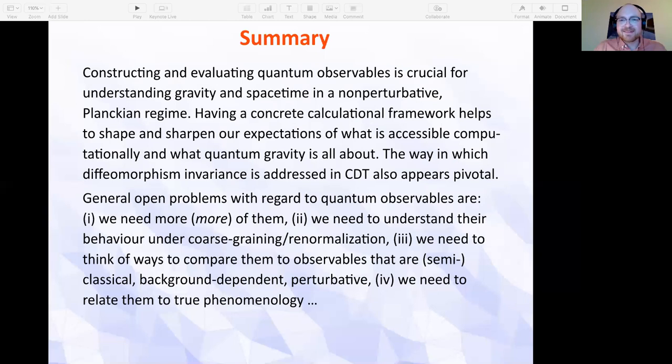Aaron? Yeah, hi Renate, thanks for the talk. Can I just push a bit on the question whether you think that there are lessons that you can tell to other approaches, or whether you can give a recipe to other approaches on how to probe and then eventually compare these quantum observables? Well, of course, a crucial point in any approach, but I guess that's already there in what you are doing, is to have a functioning computational framework where you can actually compute some of these things. And I think that then throws a quite different light, as I said in my summary, on what we can hope for.